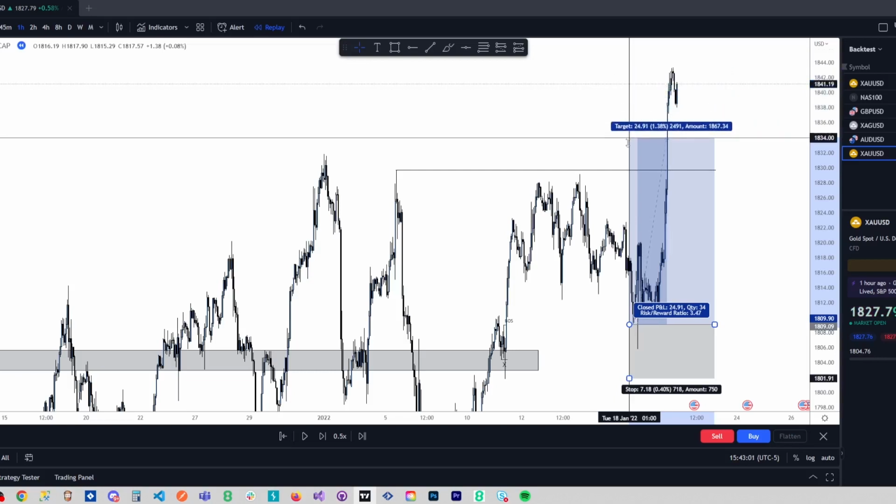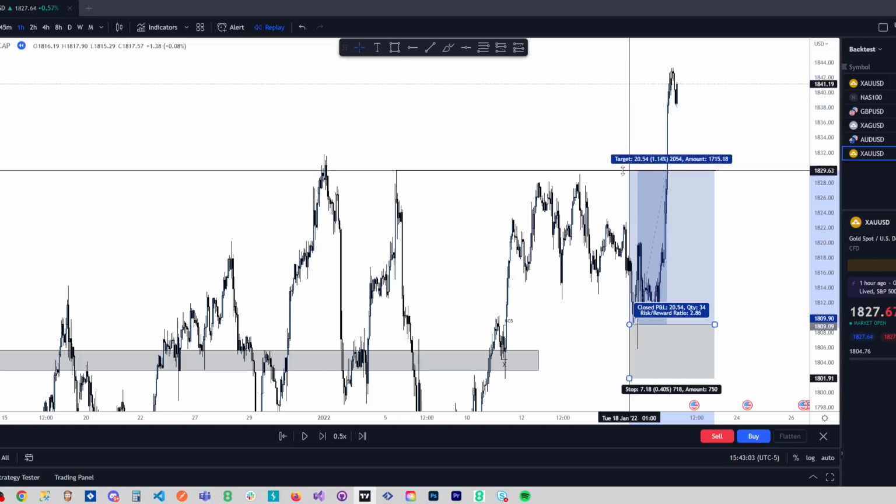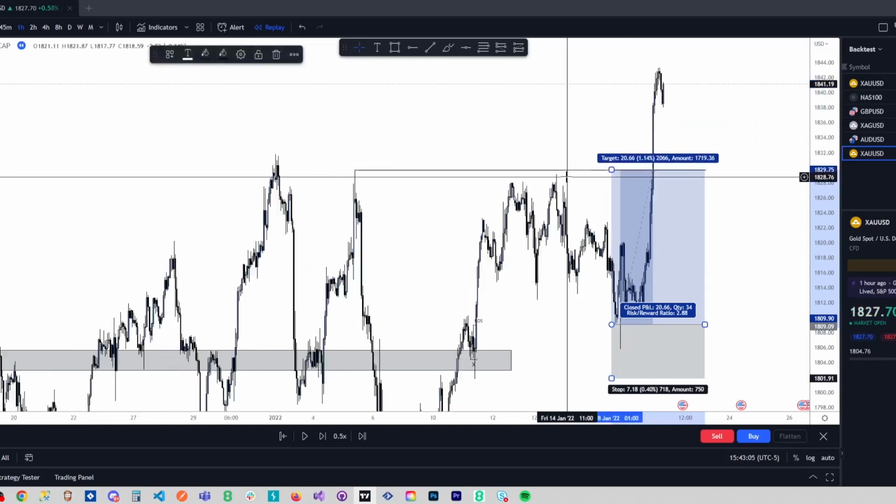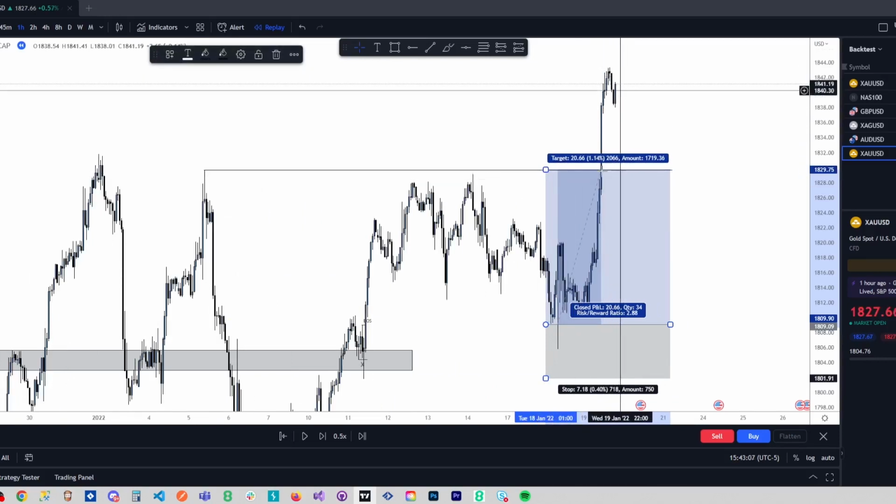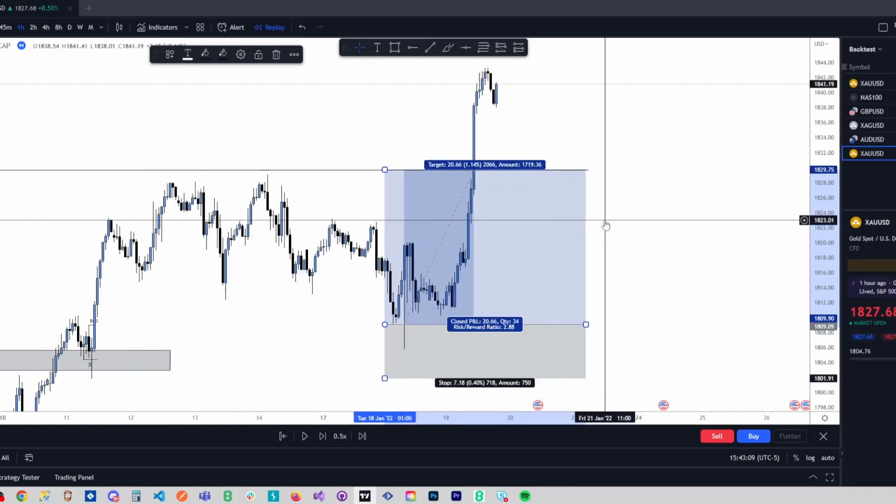Now, I wouldn't have held it for that long. I'm going to be honest, I would have taken profit at this high. But just look at the possibility of the risk to reward with this setup.